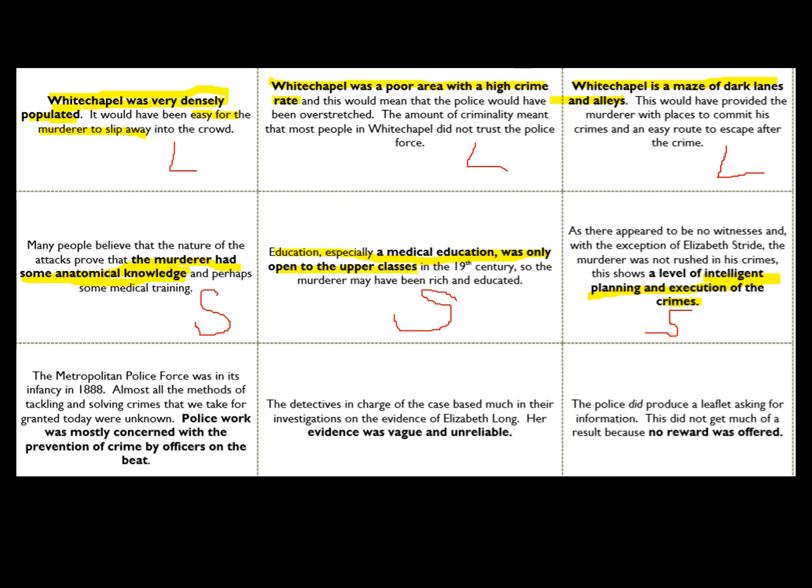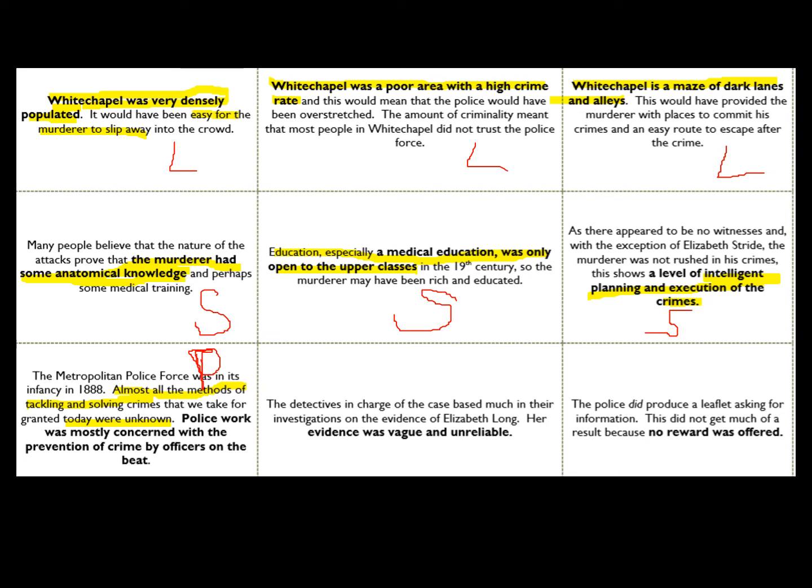Our next card says the Metropolitan Police Force was in its infancy in 1888. Almost all of the methods of tracking and solving crimes that we take for granted today were unknown. Police work was mostly concentrated with the prevention of crime by officers on the beat. So from that bit I would say almost all the methods of tracking and solving crimes today were unknown, and that one would be a mistake obviously made by police because they didn't try anything different. They just tried to keep the men in the streets and see if they could find out any information rather than investigate.